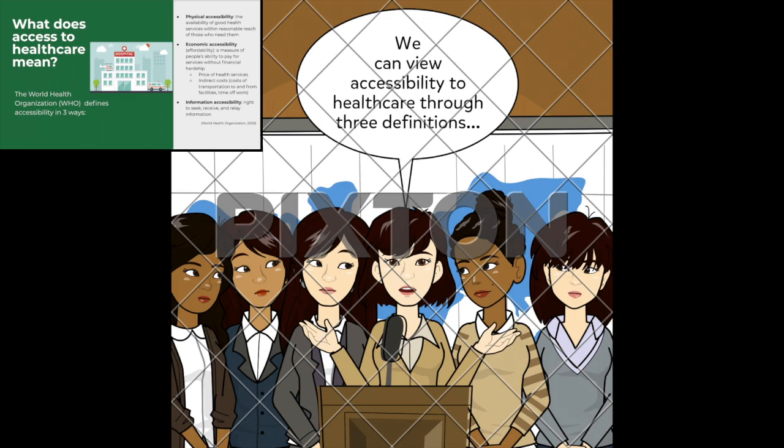The second is economic accessibility, in other words, affordability of these health services. Affordability can also include indirect costs such as transportation costs to health facilities or time taken off work. Importantly, affordability is based on the healthcare system of the nation and household income. Lastly, information accessibility is the right to seek, receive, and relay information pertaining to health issues.